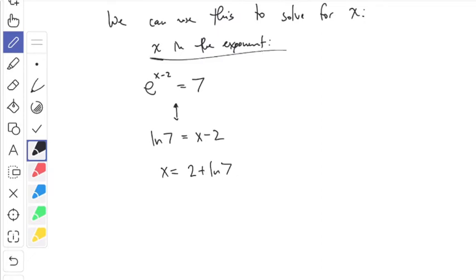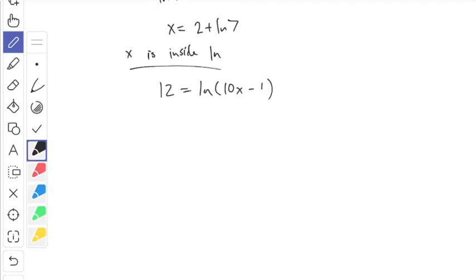And we can also use this to solve for x when x is inside of a log. So if x is inside a logarithm, you do a similar trick. How about this? 12 equals natural log of 10x minus 1. I want to solve for x. Put x by itself on one side. How do you get x out of the logarithm? Well, you don't really, but you rewrite this as an exponential instead of a logarithm. How do I write this instead as with the e somewhere?